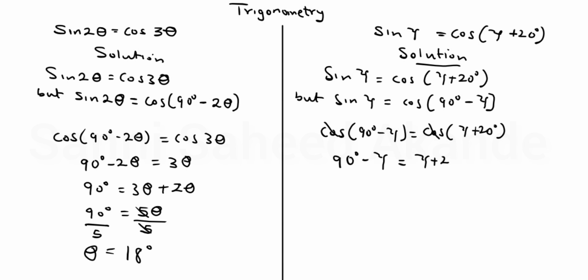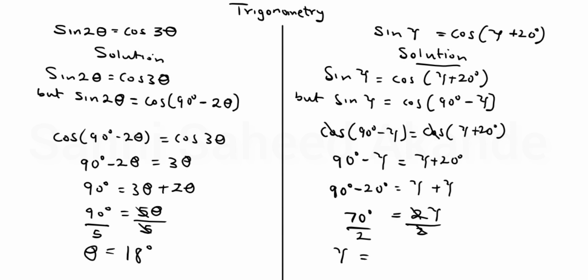20 degrees. So collect the like terms, we have 90 degrees minus 20 degrees equal to gamma plus gamma. When this gamma goes to the other side, it becomes plus. So 90 minus 20 gives us 70 degrees equal to gamma plus gamma, which gives us 2 gamma. Dividing both sides by 2, we are left with gamma equal to 70 divided by 2, which gives us 35 degrees. Understood? So now let's go ahead.